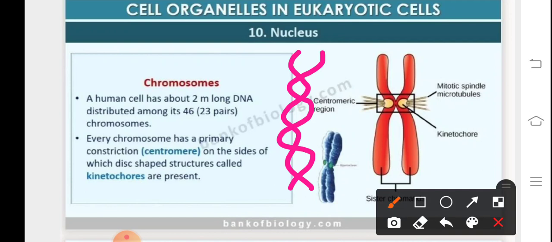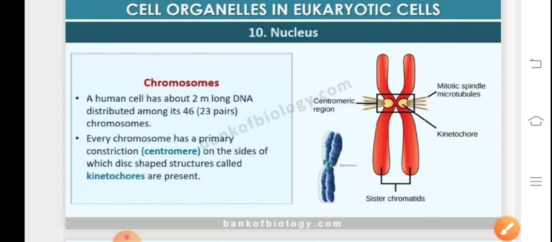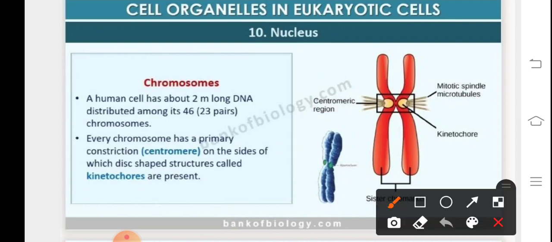The chromosomes are in the form of chromatin, that's the condensed form of the DNA. The chromatin material gets arranged in the form of chromosome just before the cell division. So basically, prior to the division, the chromatin material, the DNA, is condensed and present like a chromatin material.